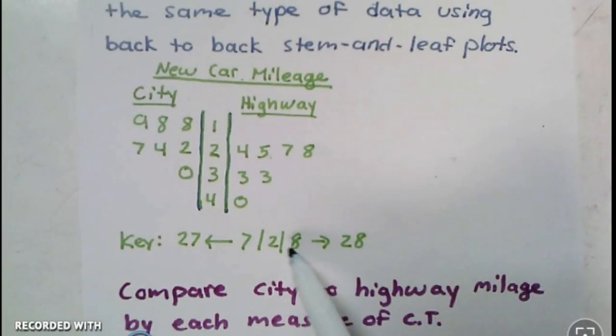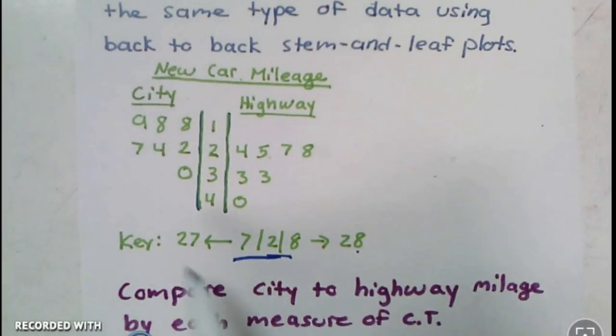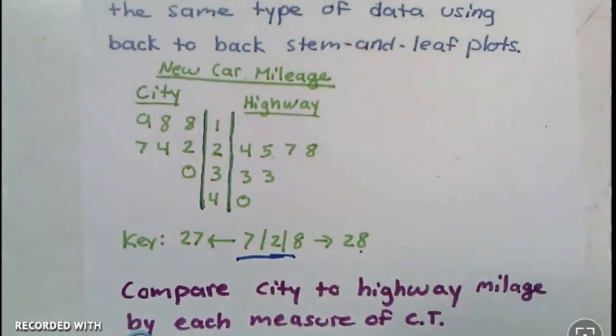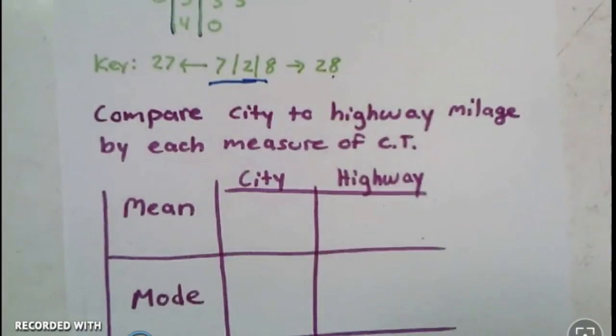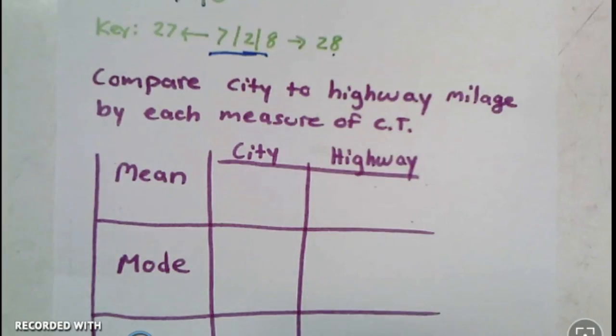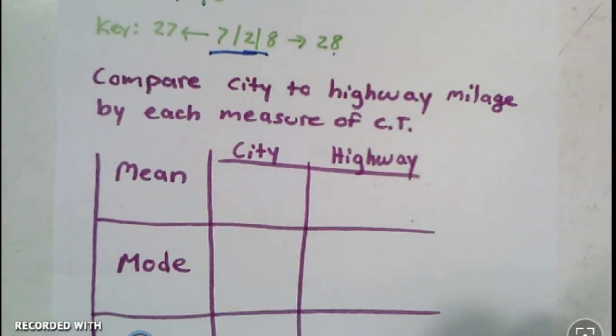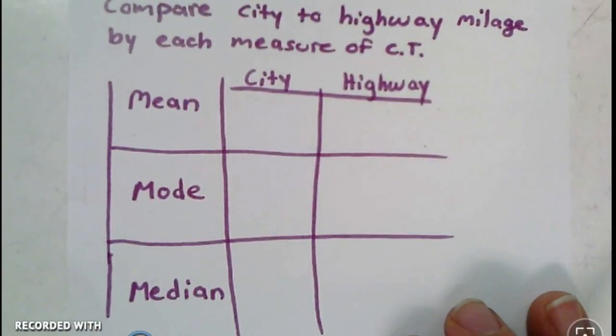7, line 2, line 8. And this side I read it 28. And on this side I read it 27. This way it's awkward to read a little bit, so you just got to keep checking it. So the question says, compare city to highway mileage by each measure of central tendency. So let's start with a really easy one. Let's start with the mode.